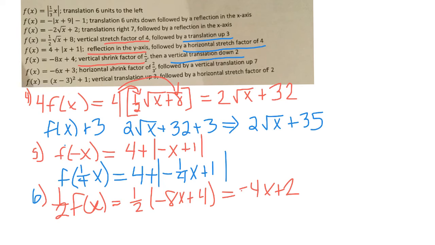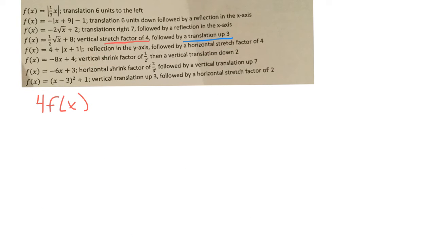And then a translation f of x minus 2, down 2, that's on the outside, so that's negative 4x plus 2 minus 2, and that just gives me negative 4x. Okay, once again, if you need to copy this down, go ahead and do so, but I'm gonna erase it so we can move on.